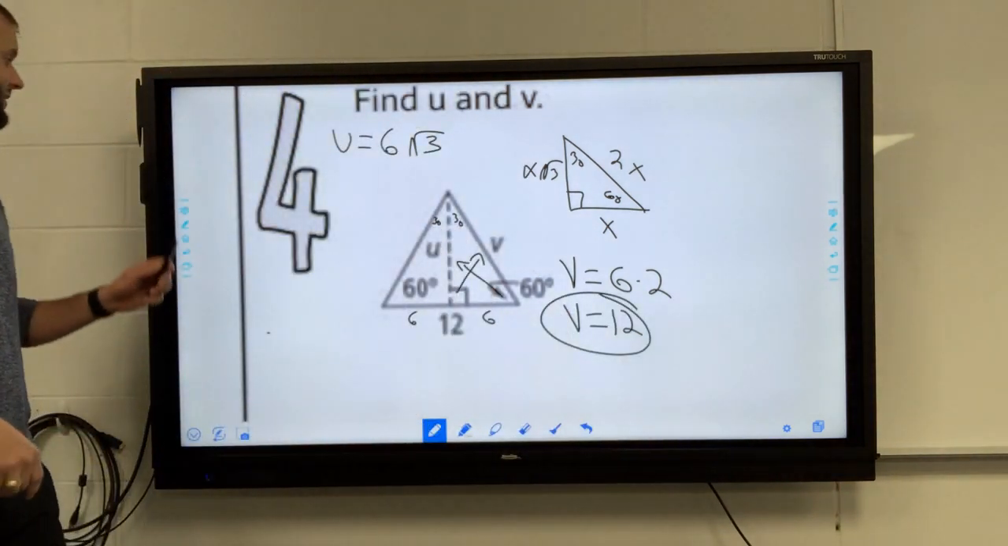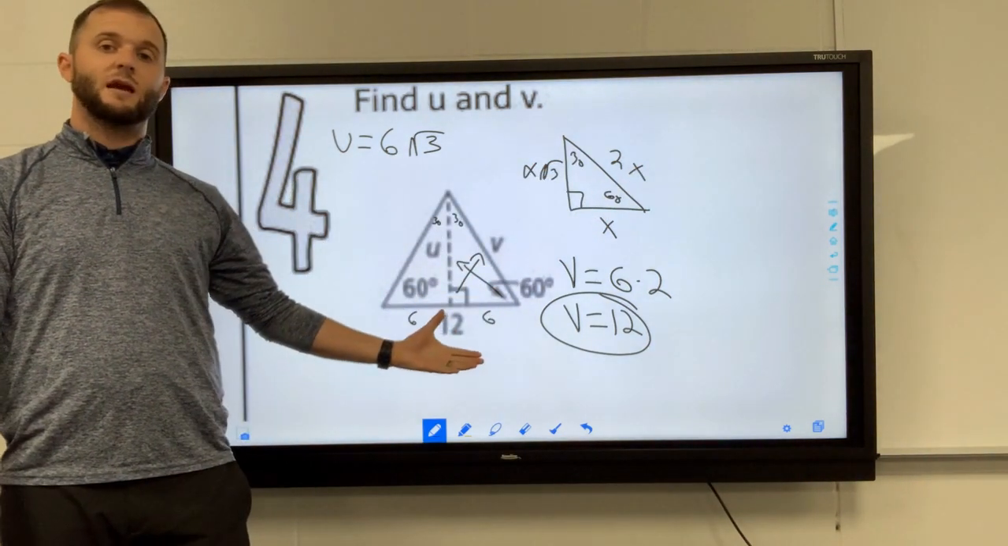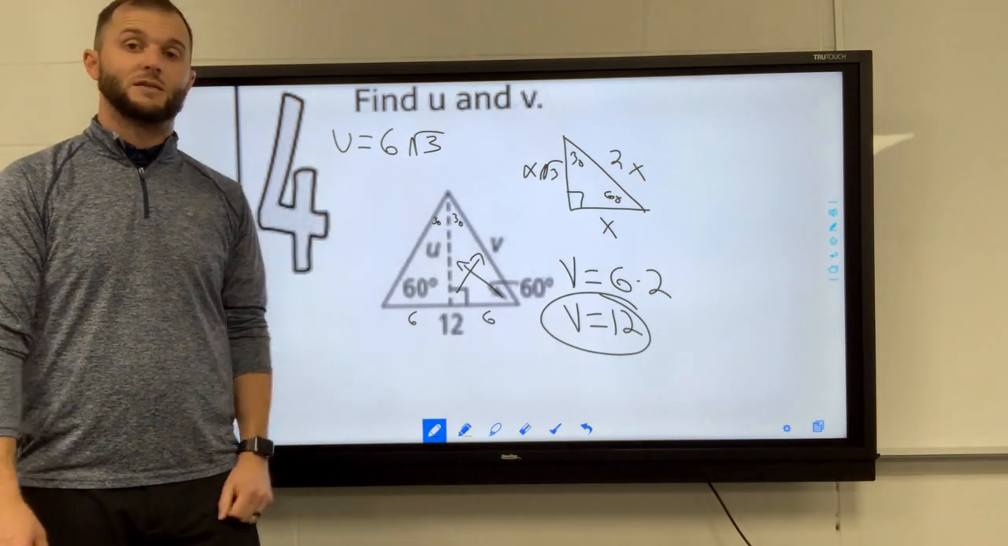So ladies and gentlemen, this is an example of how I can take that 30, 60, 90, apply it to an actual example here, and work out to find my other missing sides, okay?